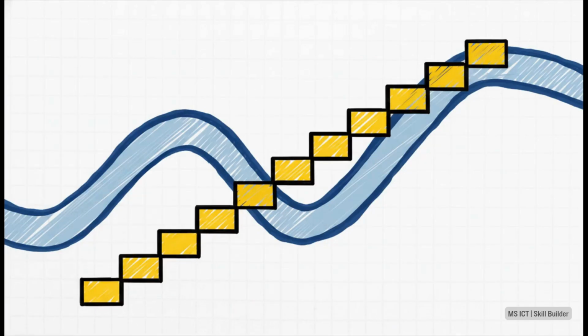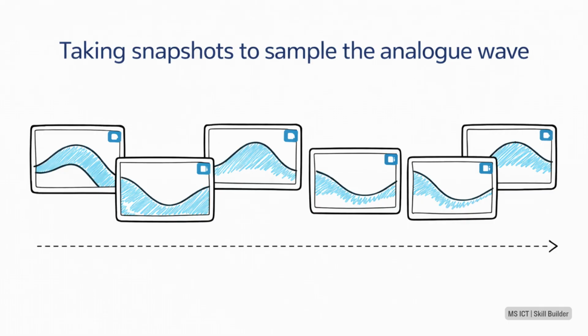So what you end up with is, well, it's not a perfectly smooth ramp anymore. The computer rebuilds that sound wave as a series of really tiny steps, almost like a staircase. But here's the magic. If you take enough of those snapshots, thousands every second, that staircase becomes so incredibly fine that to our ears it sounds almost identical to the original smooth ramp. It's a really, really good approximation.